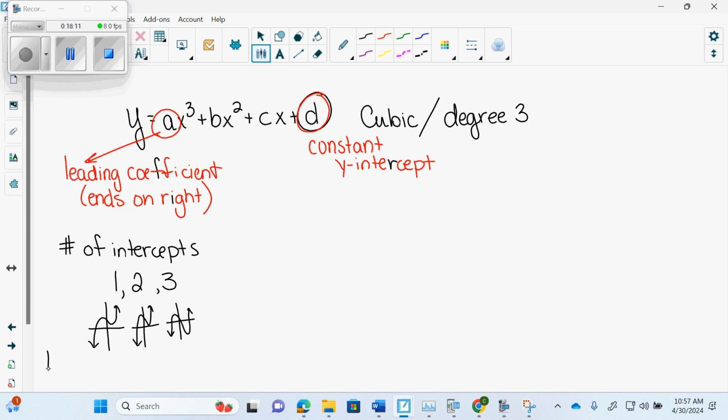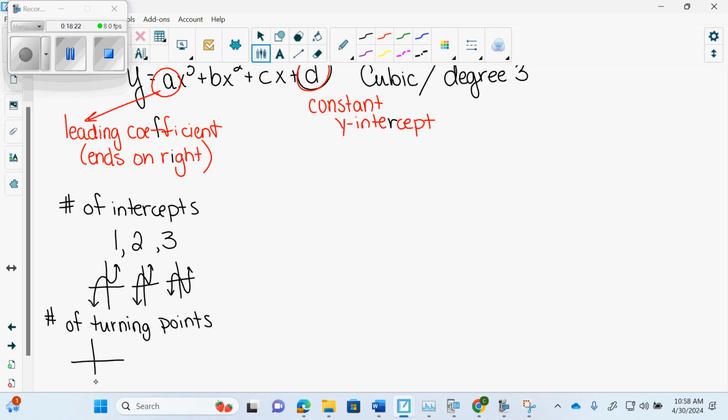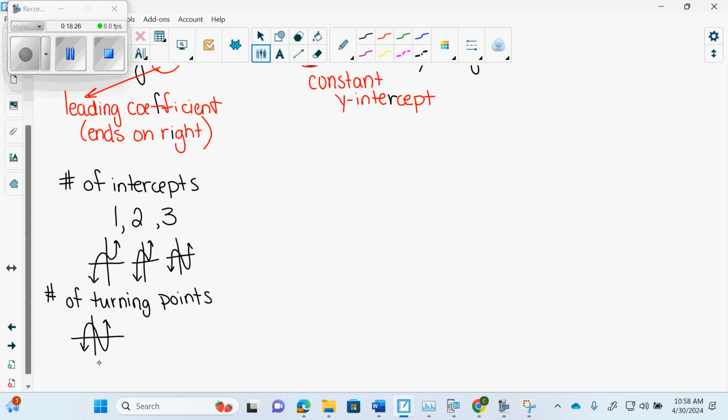Okay, number of turning points. Turning points are just a fancy way of saying what? Max and mins. So it can either have 2, a max and a min, or it can have how many? 0, because it can do this. Remember what this is called? Point of inflection.